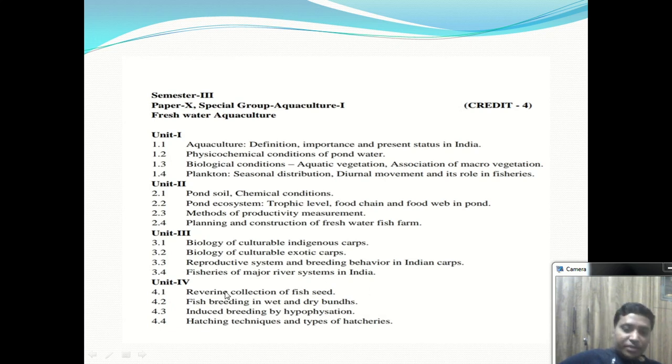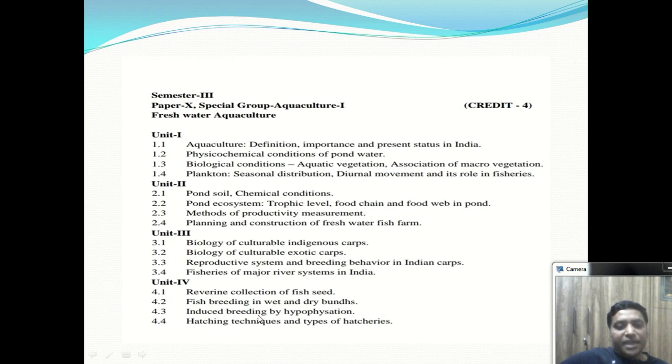Now the last topic is unit 4, in which four topics are given. The 4.1 is riverine collection of fish seed. From the different rivers, the fish seeds are collected and the culture of that fish occurs. So that part is covered in this topic, riverine collection of fish seed. Next to that is fish breeding in wet and dry bundh. How the fishes are cultured in wet bundh as well as in dry bundh.